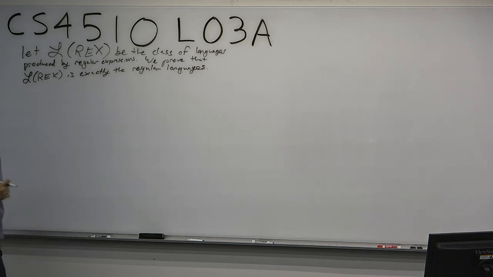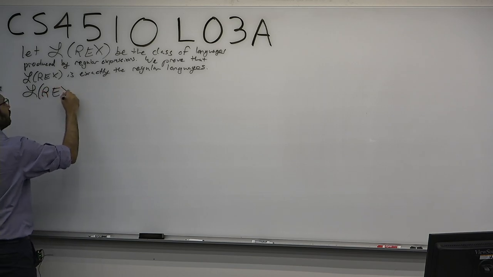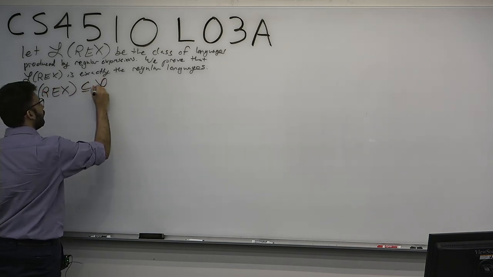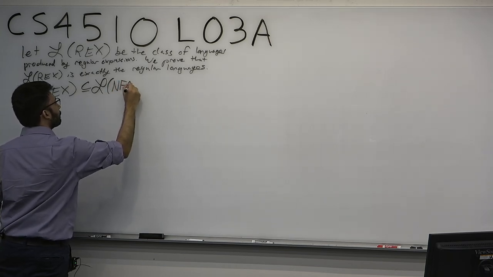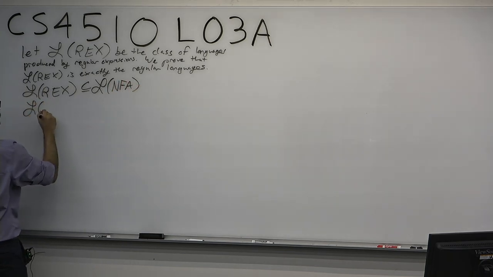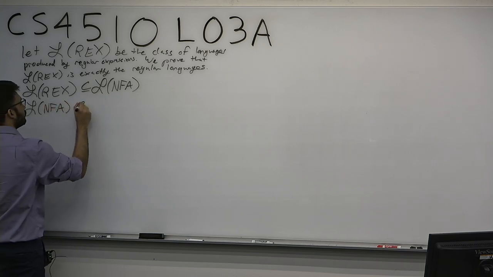Wait, Professor, do you have to prove both ways for this? Yes, we do. We have to do a double set containment. So what we're going to do first is, again, a simulation trick. We're going to convert either DFAs or NFAs into regular expressions, and then we're going to convert regular expressions into either DFAs or NFAs. So basically, we're going to do two parts. Let's see if I can remember which way we do first. We're going to convert the regular expression first to an NFA, and then we're going to convert the NFAs into regular expressions.